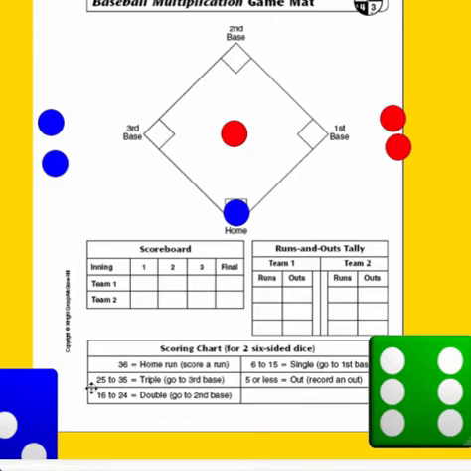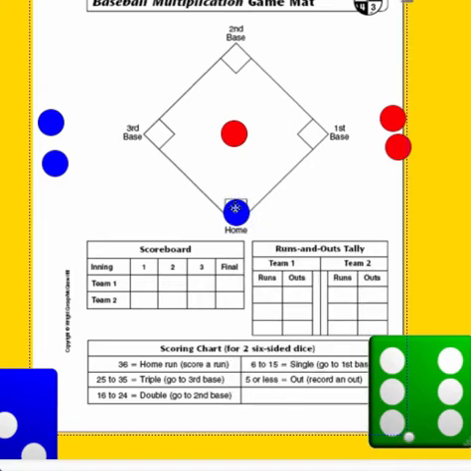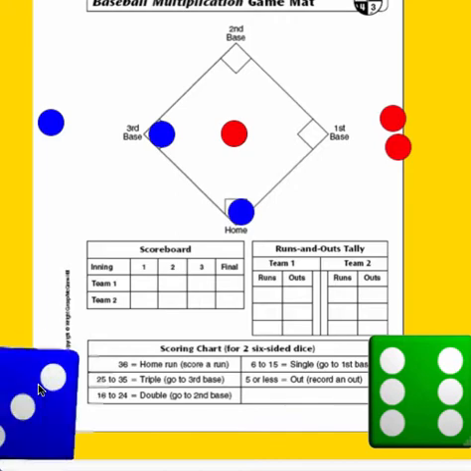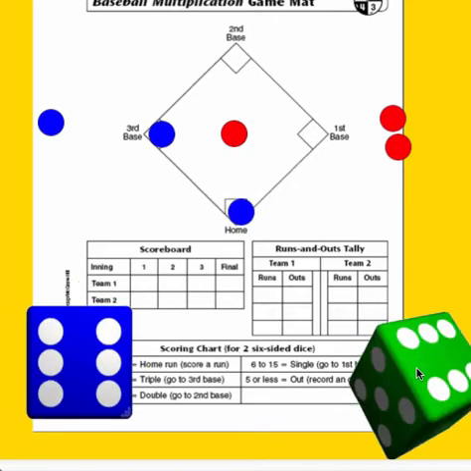And it tells me if I get between 25 and 35, I get a triple. 30 is in between 25 and 35, and triple tells me I get to go all the way to third base. So this is good for me. This means I get to take my batter and go all the way around to third base. So he's going to go to first, second, and third. Now I get to put another batter on home plate. And I'm going to roll the dice. The red team is going to roll the dice, and then we'll see what my score is.